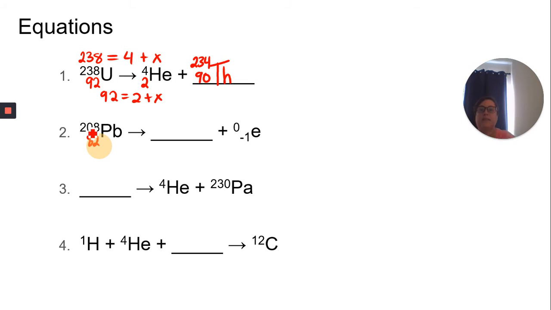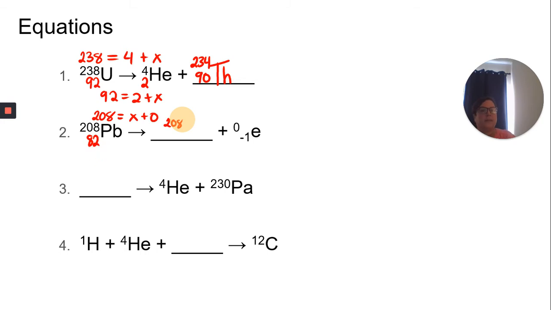Now it just becomes the math again. 208 equals X plus 0. So X, the mass number for the missing piece, is going to have to be 208. Subtract 0 from both sides.